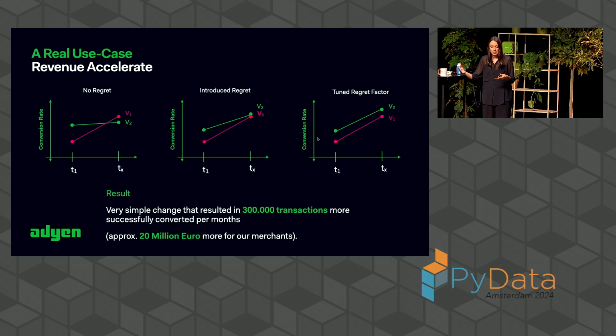So I think what I like most about this result is that this was a very small change, right? I did not do any feature engineering or add additional data. I did not increase the model complexity. But just by this very simple change, introducing the regret information into the model, we were now able to successfully convert around 300,000 more transactions per month, which ended up being around 20 million euros more for our merchants. So small change, but really nice effect.